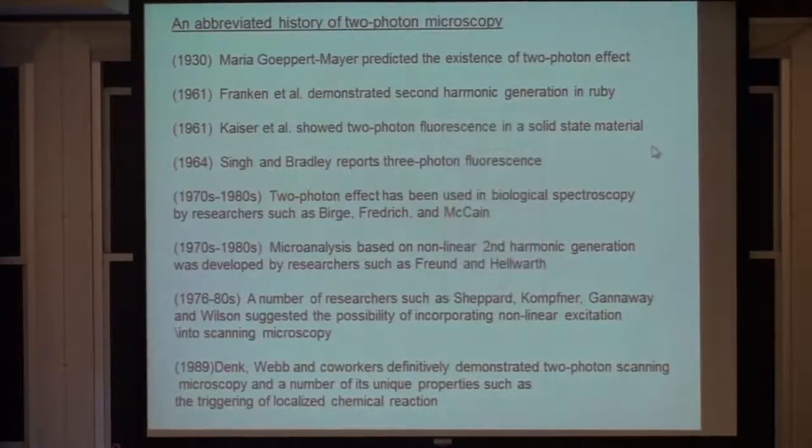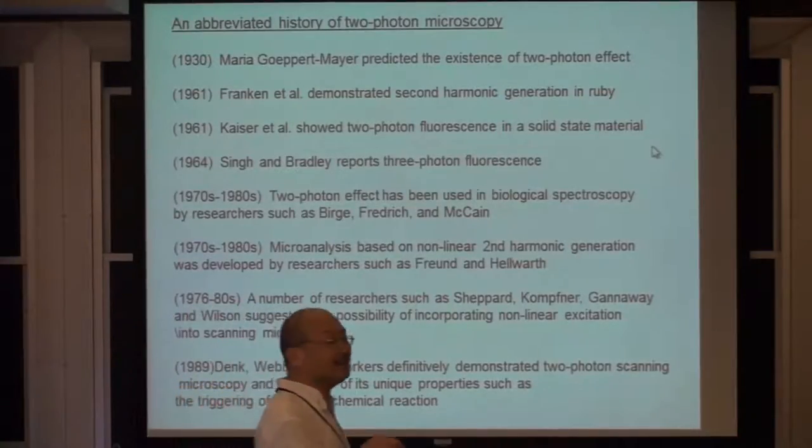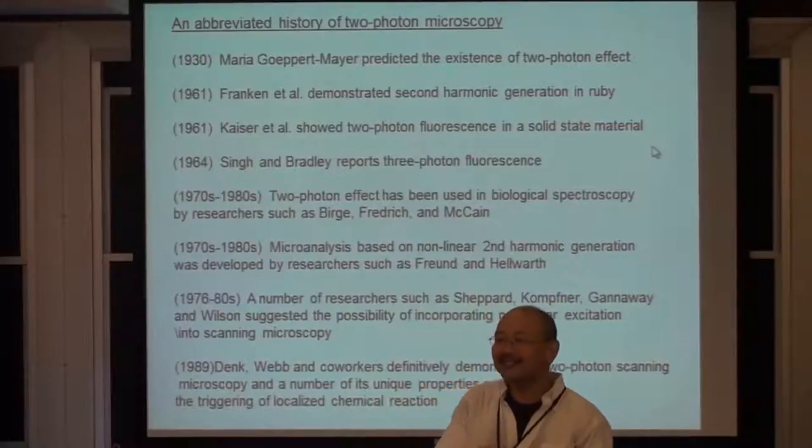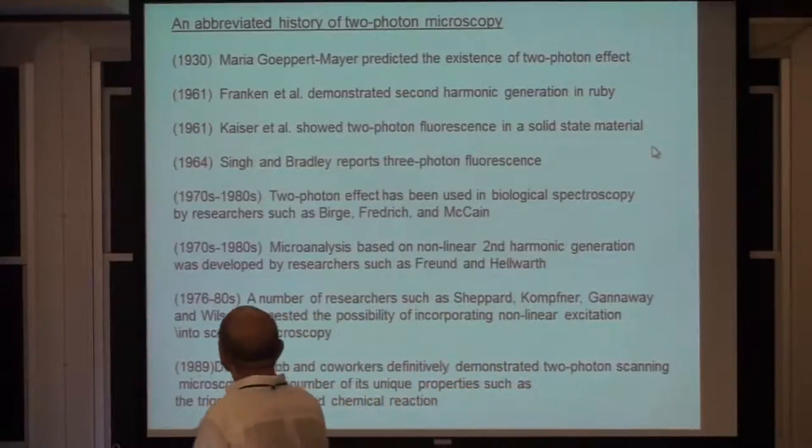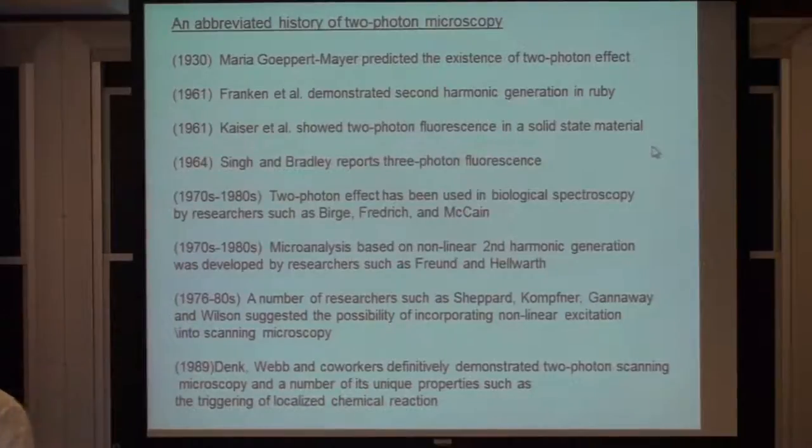Before I go into a little more detail, I also want to give you a little history. One might be a little surprised: two photon microscopy is relatively new, but the history stretches back to almost the 1930s, which is interesting in the sense that the 1930s was the dawn of quantum mechanics. At that time, Professor Maria Goeppert-Mayer was finishing her PhD thesis, and she worked with a number of very famous people, all of whom won the Nobel Prize in physics.